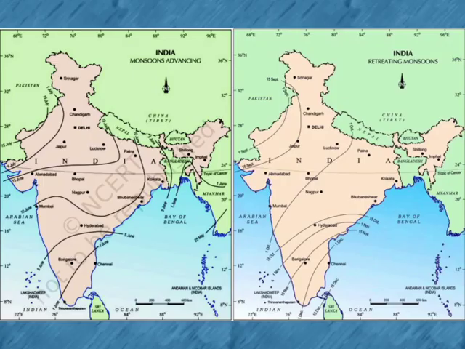So let's see the map on the right side of this figure. It explains the retreating monsoons. On 1st September, the retreating monsoon starts its journey from the northwestern state of India, that is Rajasthan. Till the 1st of October and till December, it retreats from all of India.